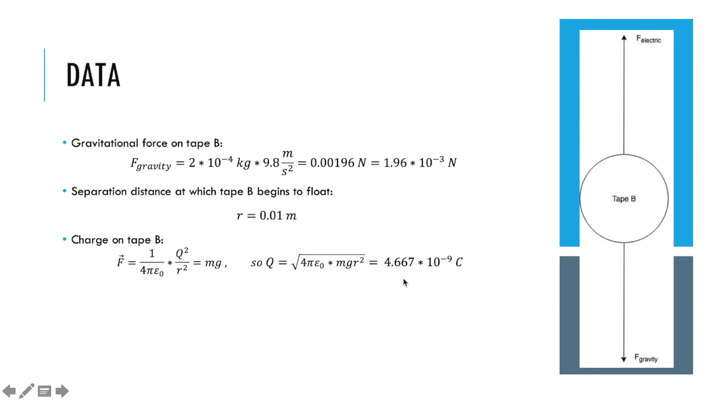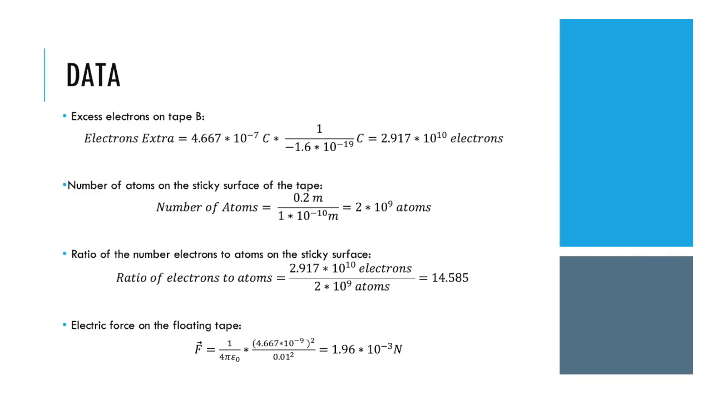the negative 9 coulombs. So we also get the excess electrons, and we do that by dividing the charge we just calculated by the charge of an electron. And then we get the number of atoms by dividing the length of the tape by the size of an atom. And then we can get the ratio of electrons to atoms just by dividing the number of electrons by the number of atoms. And then at the end, we can calculate the force, which is just plugging in the numbers and the charge we got, and it's the same as the gravitational force.